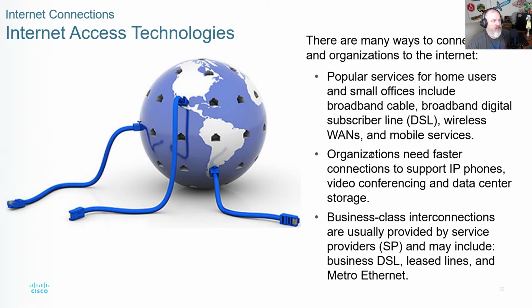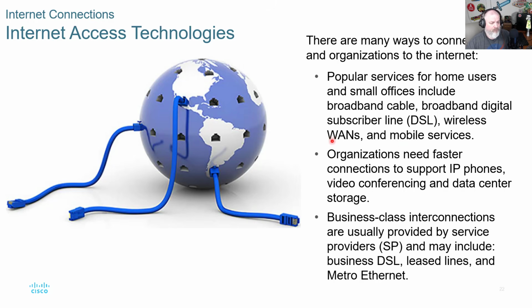Let's take a look at internet connections. So internet access technologies, there's many different ways to connect users. Popular services for home users in the United States include broadband cable, broadband digital subscriber line, or you'll hear DSL, wireless LANs, mobile services. Around the world, there's different types of ways to connect, but they're all similar to what we have in the United States as well. You might have cable that's run. You might run mobile services or mobile towers.